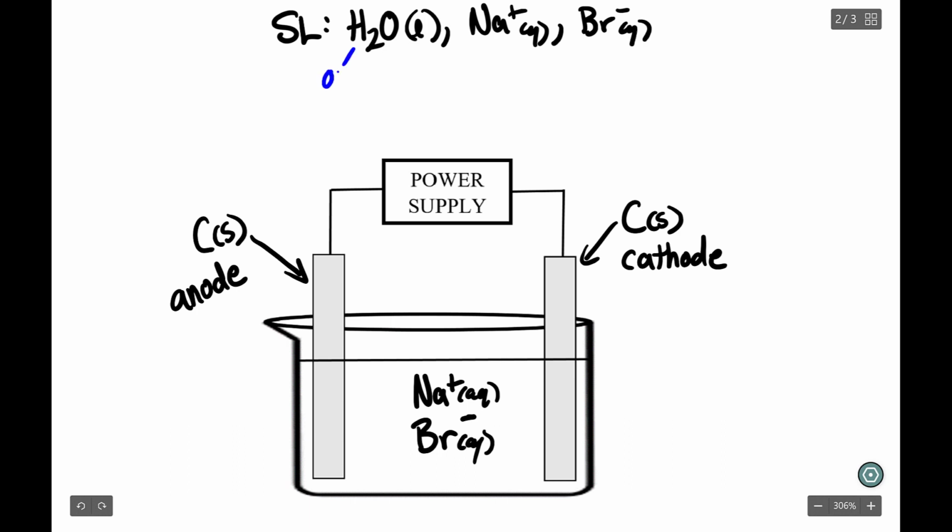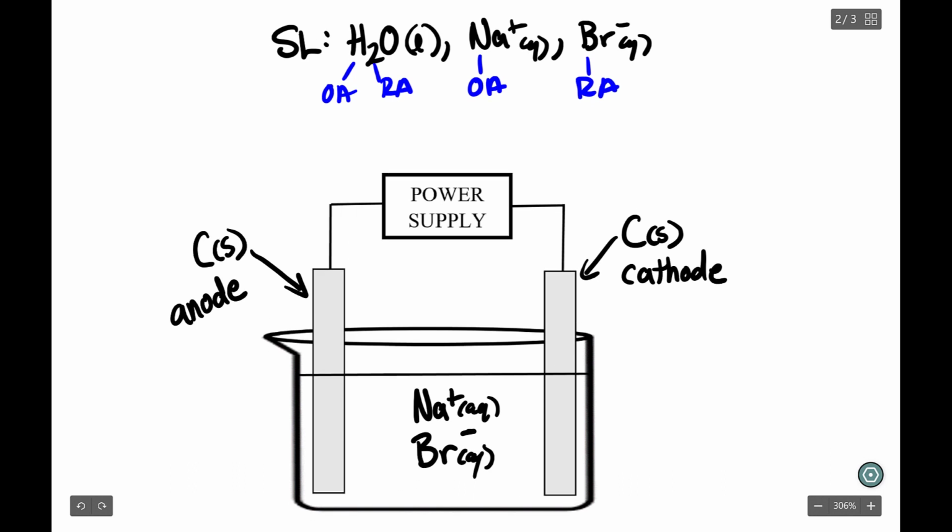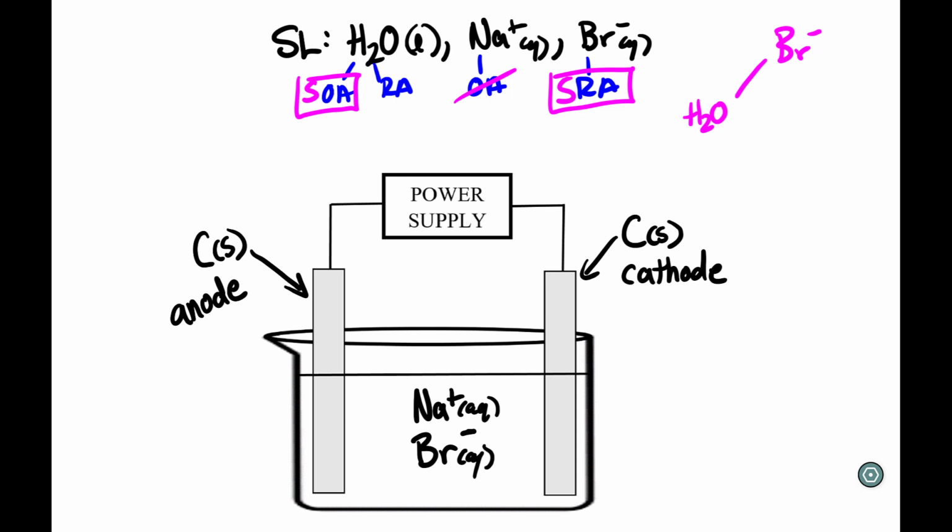Now water could be an OA, or it could be an RA. Sodium ion is an oxidizing agent, and bromide ion is a reducing agent. So when you look at your reduction half reaction table, your strongest oxidizing agent is going to be water, and your strongest reducing agent is going to be bromide. Now, bromide is much higher up the table than water. And again, a lot of students would go, well, this is non-spontaneous. It doesn't even happen. Again, that's the whole point of having the power supply. The power supply will cause this non-spontaneous reaction to happen.